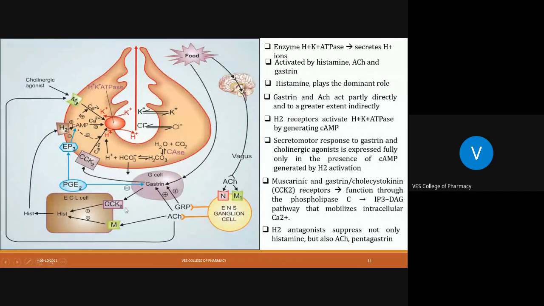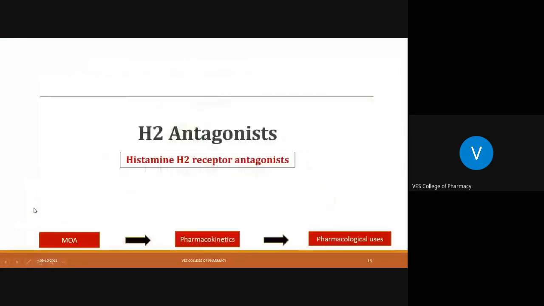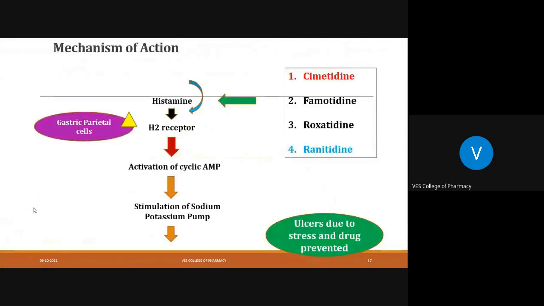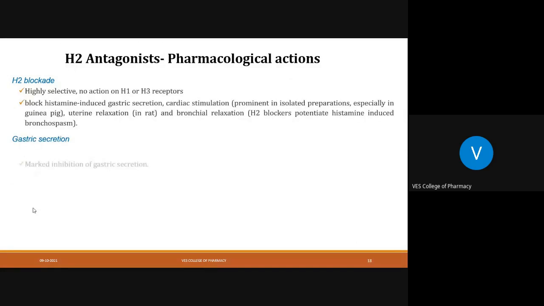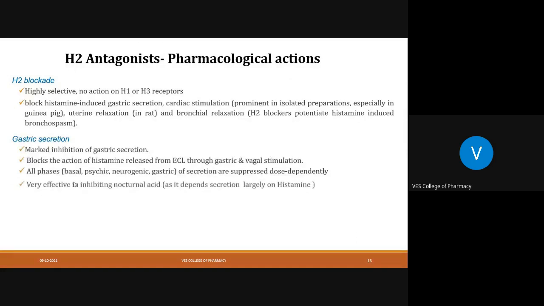Okay, so what is the role of this receptor? To increase the histamine. So if that receptor gets blocked, the histamine concentration will remain over here, and which will block this receptor. Okay, so they are also stopping this vagal stimulated histamine release. Okay, so after this, you can see all phases get suppressed.